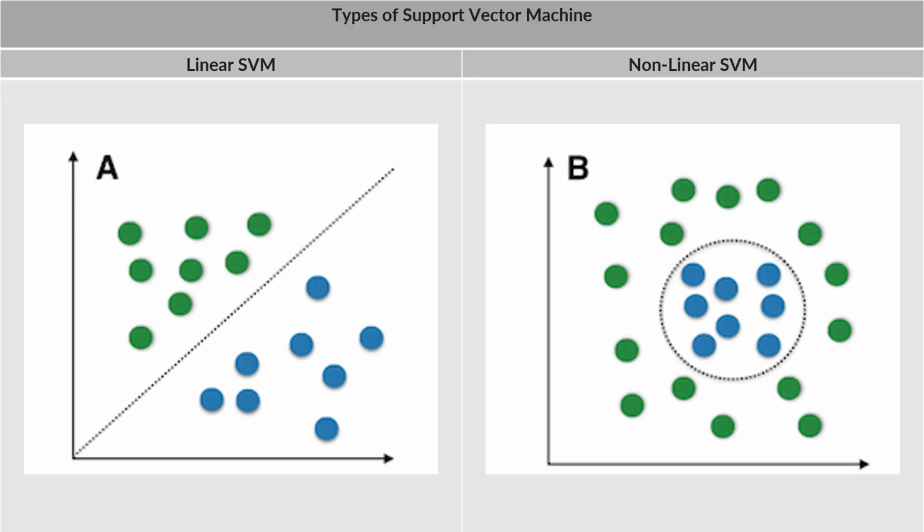There are two types of support vector machine, linear SVM and nonlinear SVM. When the data is perfectly linearly separable, only then can we use linear SVM. Perfectly linearly separable means that the data points can be classified into two classes by using a single straight line, if 2D.